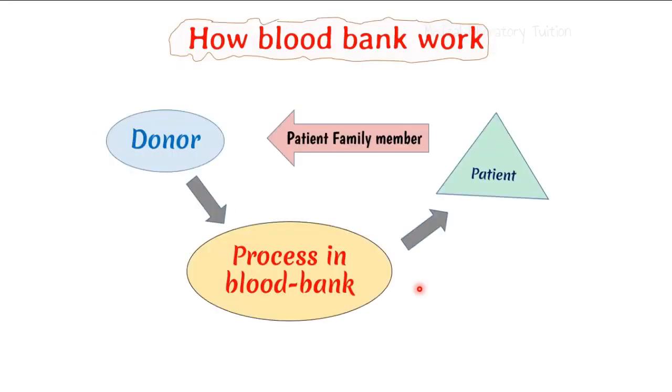Now, how does a blood bank work? Take an example: a patient needs blood, so a patient's family member acts as a donor and donates blood to the blood bank. In some other cases, such as leukemia or a blood donation camp, a voluntary donor donates blood for mankind, not for any personal purpose. So we donate blood to the blood bank. In the blood bank, we check the blood, and this is called processing. Finally, it is transferred to the patient or whoever requires it.